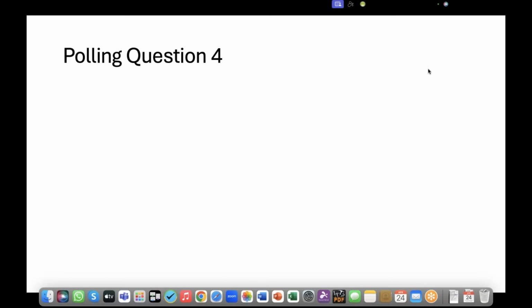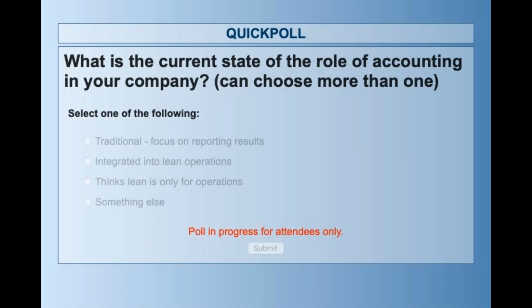Okay, let's do our final polling question. What's the current state of the role of accounting in your company? All right, give you a few more seconds to respond.